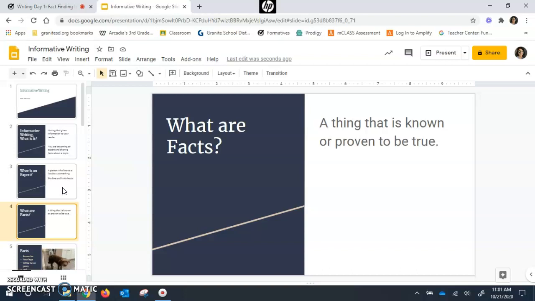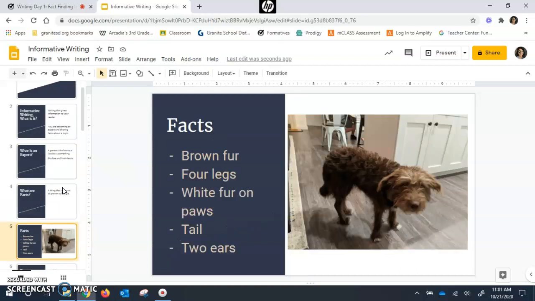And let's take a look at this picture of my dog and look at the facts. I can see in this picture that my dog has brown fur. I can see his 4 legs, and he has white fur on all of his paws. He has a tail, 2 ears, 2 eyes, and a nose. Those are all facts about my dog. I can look at this picture, I can look at my dog and see that these things are true.